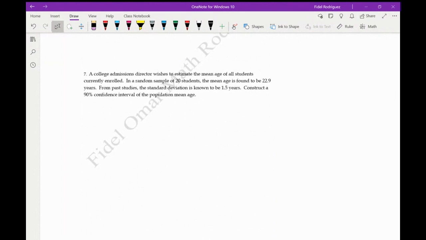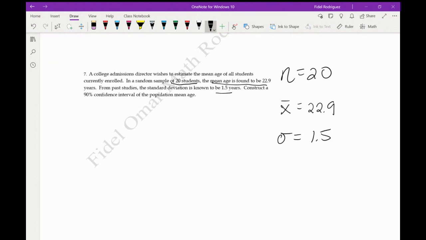All right, so number 7 says, the college admissions director wishes to estimate the mean age of all students currently enrolled in a random sample of 20 students. Okay, so I'm going to stop right here. What that's telling me, my N is 20. It says the mean age is found to be 22.9, so my X bar is 22.9. And it says from past studies, the standard deviation is known to be 1.5 years. Okay, my sigma is 1.5. Now it says construct a 90% confidence interval for the population mean age.